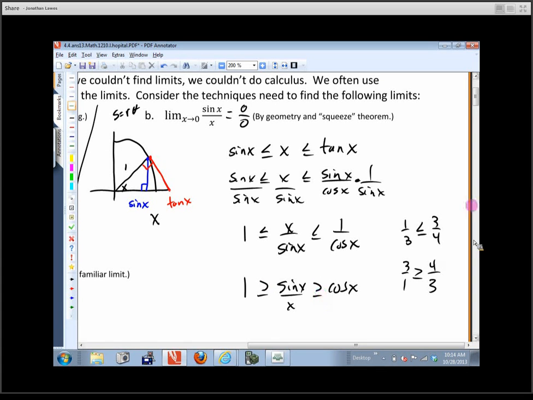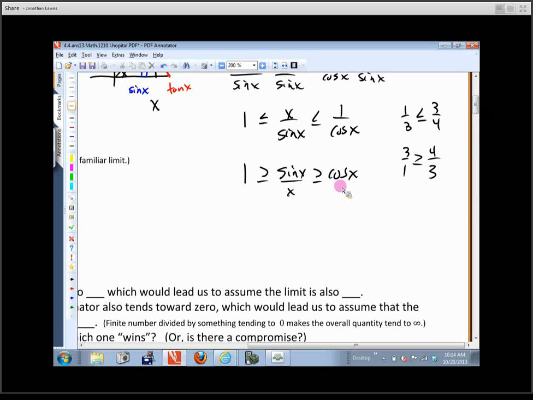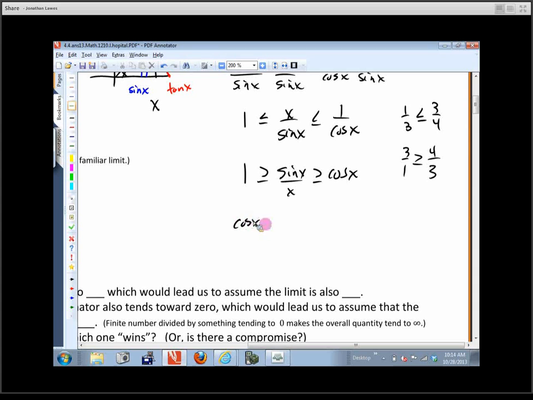Now, we could leave it like this and finish this off, but what we'd normally do is write them in ascending order. So I'm going to write cosine of x less than or equal to sine of x over x less than or equal to 1. Okay, now, does that look familiar at all? Anybody remember this? The hint there was use some geometry in the Squeeze Theorem. If I know that this is always in between the cosine of x and 1, couldn't I just do this?